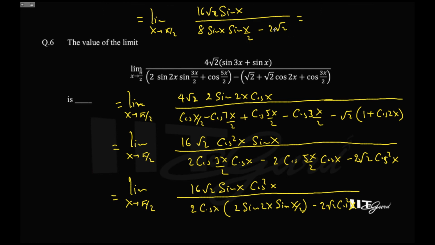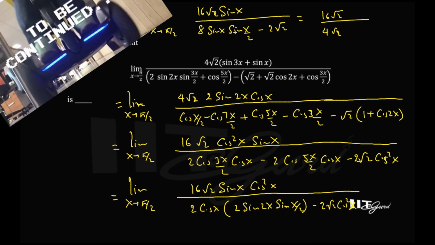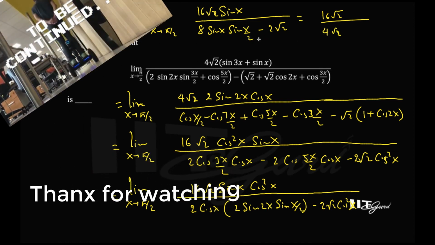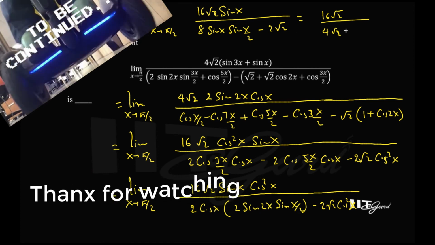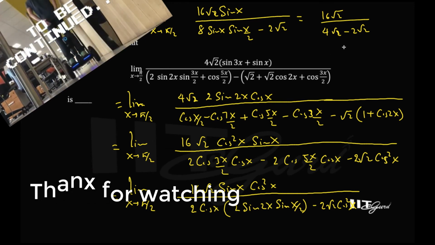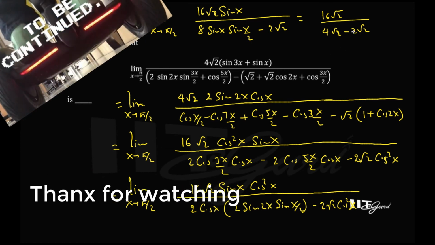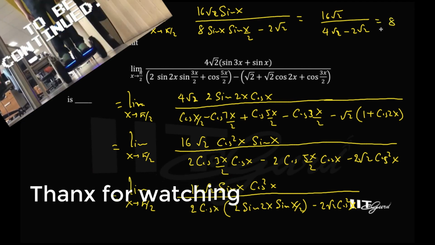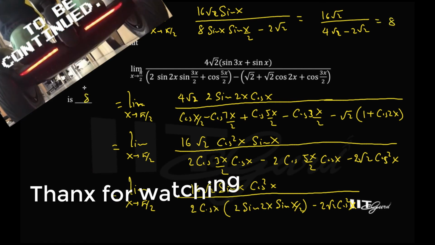So finally, substituting pi by 2 over here, you will get 16 times root 2 upon 4 root 2. Substituting the value pi by 2 here, sin pi by 4 is 1 by root 2, and sin pi by 2 is 1, so 4 root 2 will be there, and minus 2 root 2. So finally, root 2 cancels out, 4 minus 2 is 2, and the final answer is 8. So the final answer is 8.